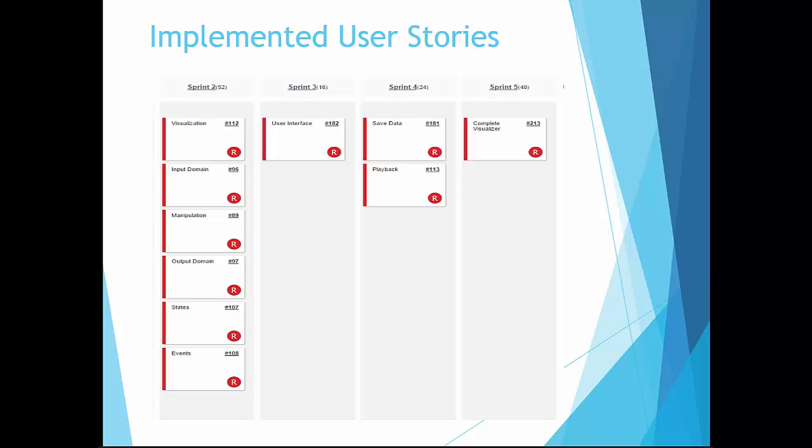Manipulation. This user story maps the input via a mapping function into a different output domain. This pertains to the output displayed to the user. The state user story keeps track of the state of the touch event. This can be touching, moving, or not touching. The events user story pertains to whenever a touch event happens on the screen.